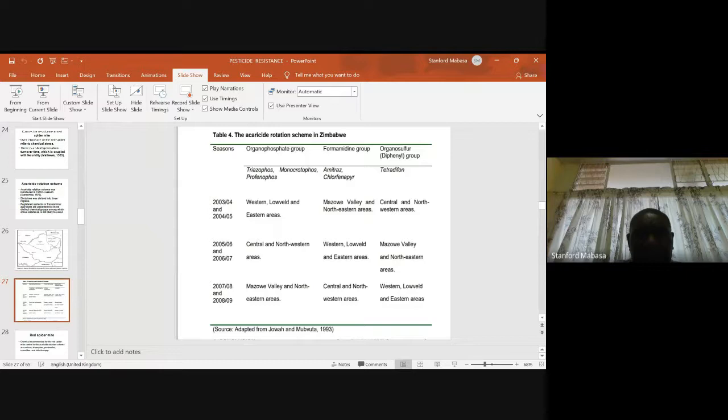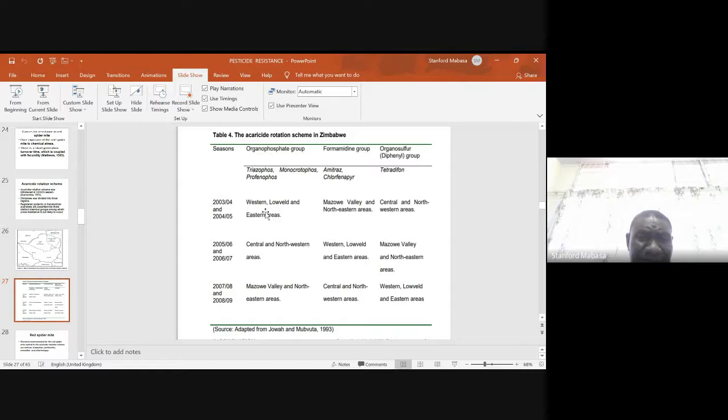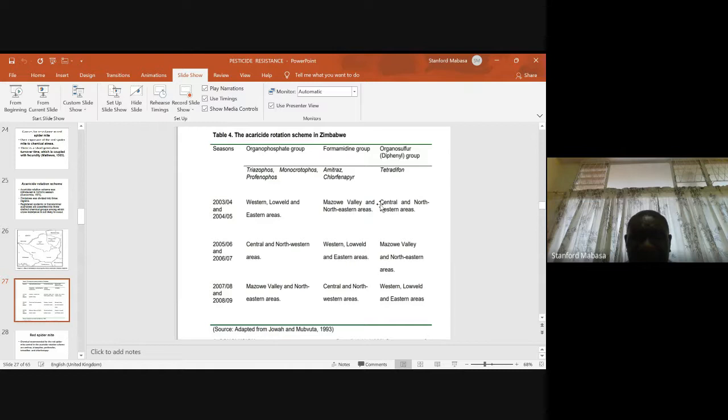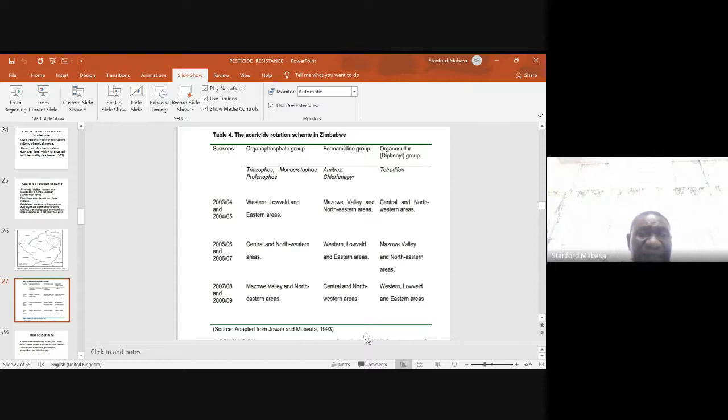So in these areas, this organophosphate group could be recommended, like Western Lowveld and Eastern areas. Then we have got Mazoe Valley and the Northeastern areas. We have got Amitraz, etc. Then central and northwestern areas, we've got this other chemical. So this is an example of the acaricide rotation scheme, which was devised in Zimbabwe so that we could reduce the resistance of insect pests.